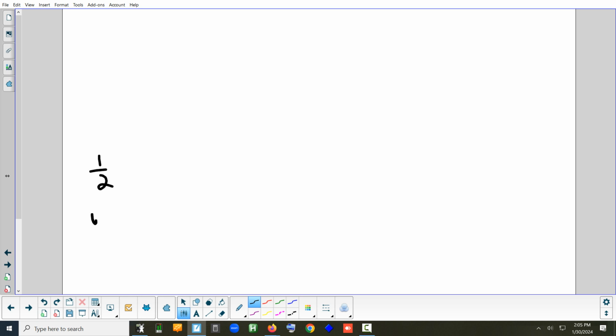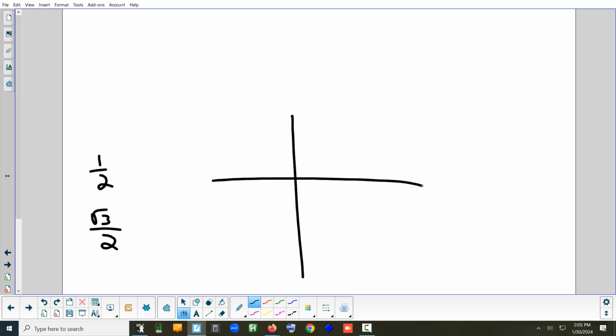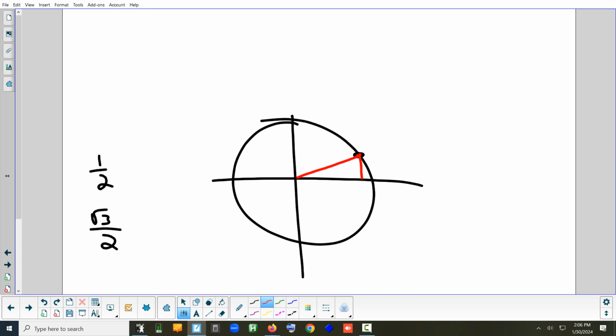1/2 and square root of 3 over 2. I can figure out what order they go in by drawing it. If I draw my circle, is 30 in the middle closer to the x-axis or closer to the y-axis? Closer to the x-axis. If you draw it somewhat reasonable, it should look like you have a long side and a short side. This is the long side. This is the short side.